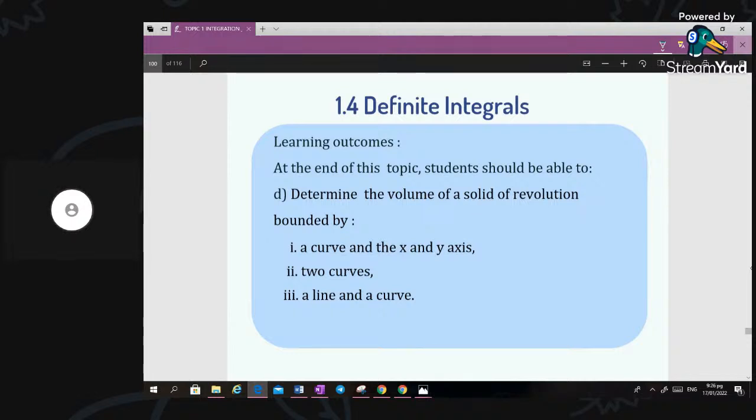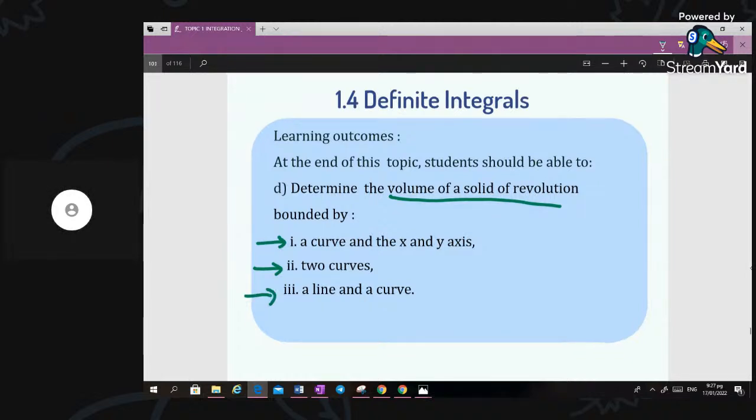In this lecture, we will focus on finding the volume of a solid of revolution bounded by a curve and the axis, bounded by two curves, bounded by a line and a curve.